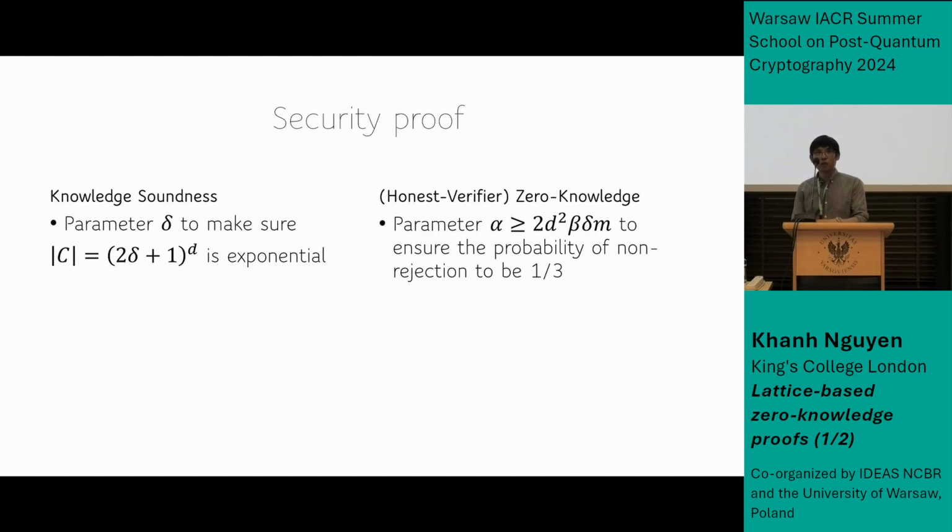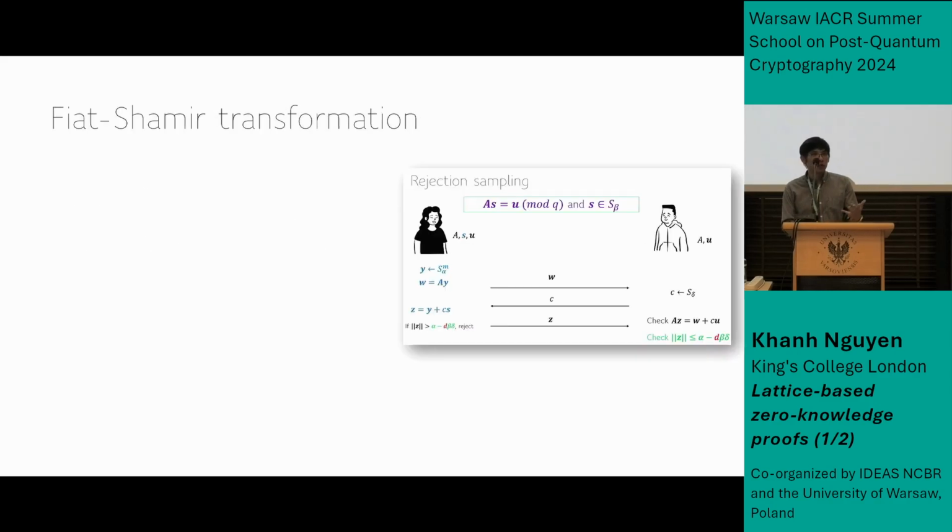Okay, so let's move on to how to make the proof non-interactive. For this, we will use a thing called the Fiat-Shamir transformation. The idea is that we want to make sure it's non-interactive. In the interactive version, we had a verifier who picks a challenge C at random. These protocols are called public coin, just for completeness.